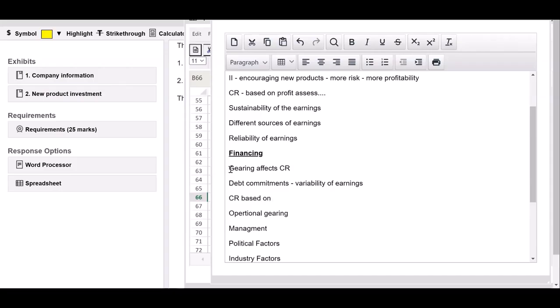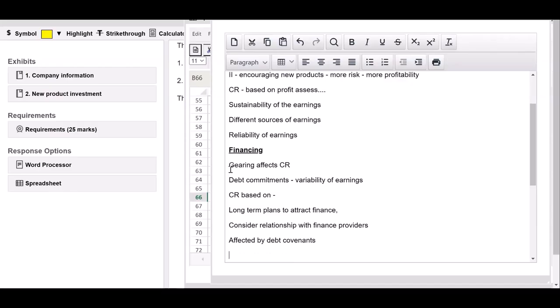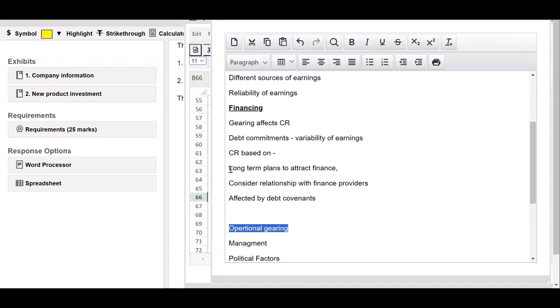The credit rating is based on their long term plans to attract finance, their relationship with the finance providers, and how they are affected by the debt covenants. So based on a couple of points, what points can we bring in? What are the long term plans to attract finance? They will consider the relationship with the finance providers, and how they are affected by the debt covenants. So this is as far as financing is concerned.